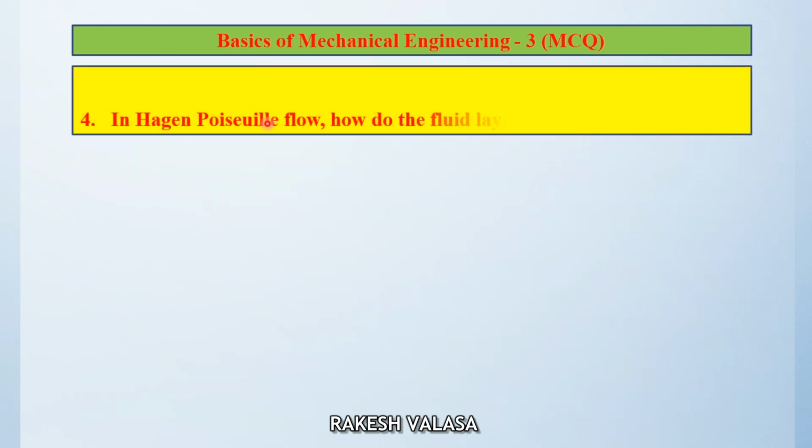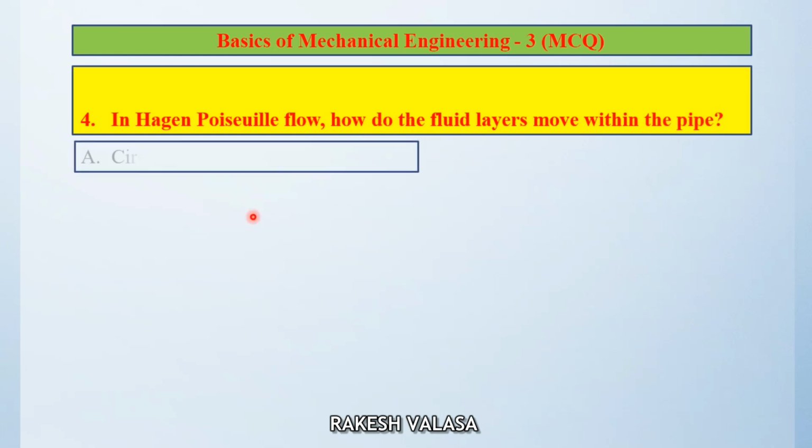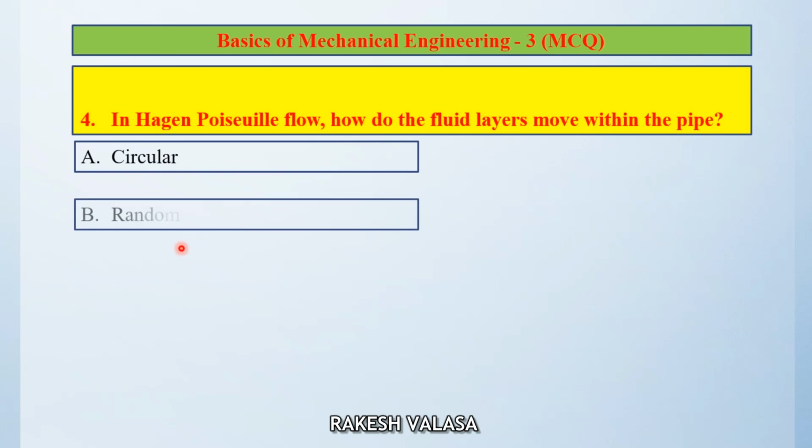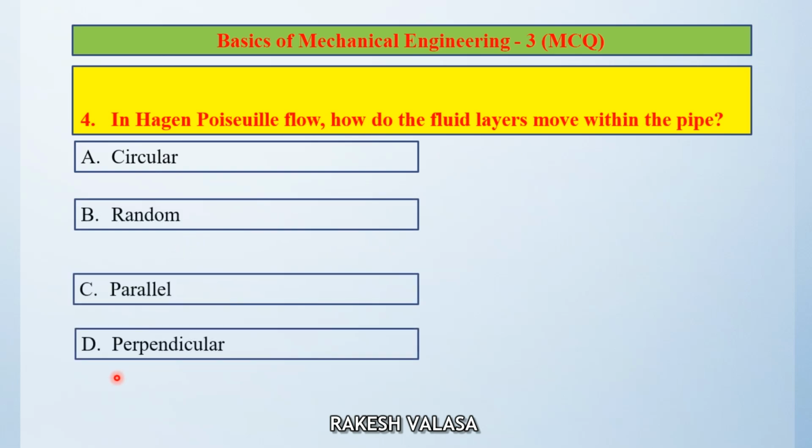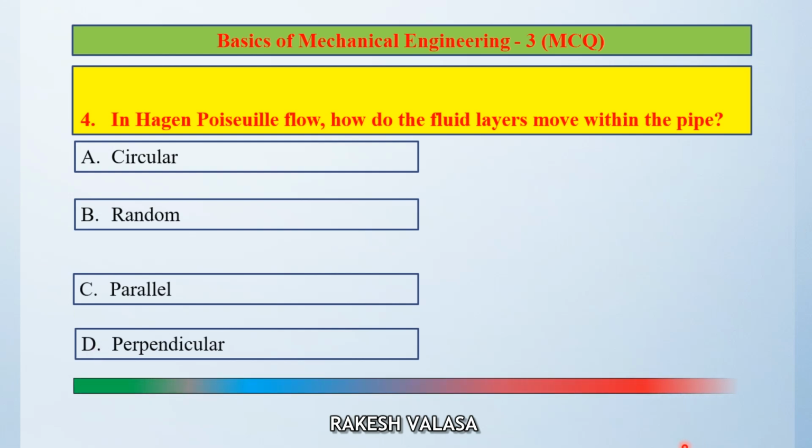Question number 4. In Hagen-Poiseuille flow, how do the fluid layers move within the pipe? Option A circular, option B random, option C parallel, option D perpendicular. The correct answer is option C parallel. Let us see the explanation.